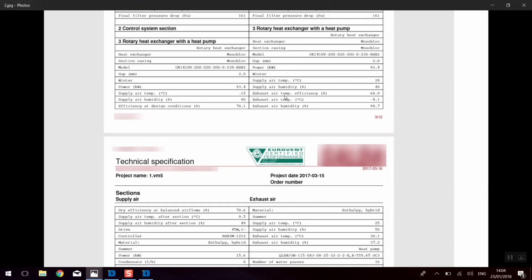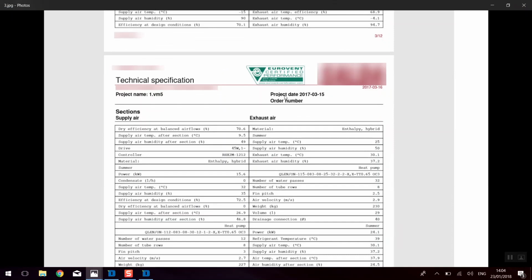Just to show you its efficiency. So the dry efficiency is 70.6%. But we don't actually see the humidity efficiency.